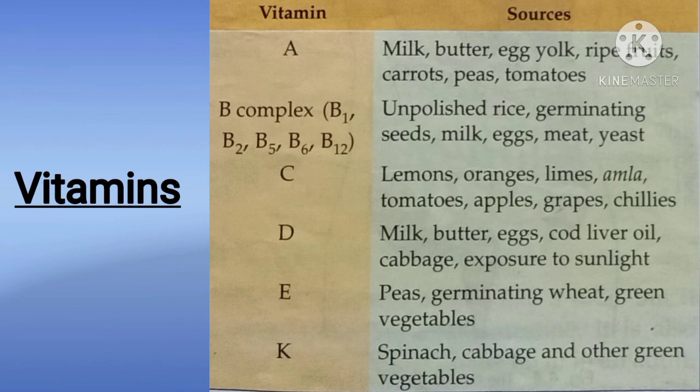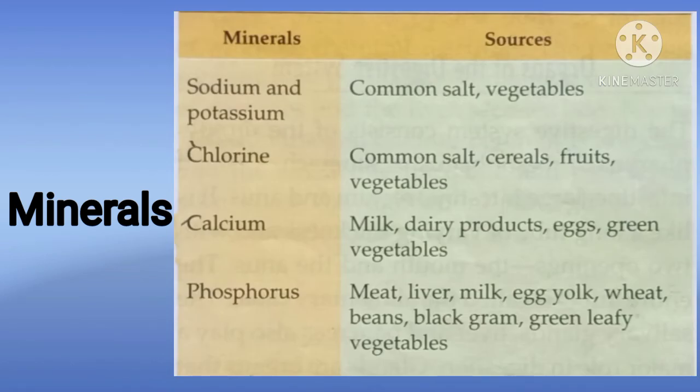There are two types of vitamins: water soluble vitamins and fat soluble vitamins. Vitamins B and C are water soluble, but vitamins A, D, E, K are fat soluble. Now we discuss minerals. Minerals are known as protective foods. Why are they known as protective foods? Because they protect us from disease and help to keep our body healthy.